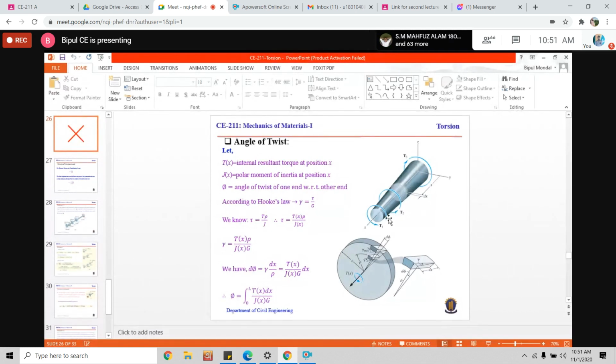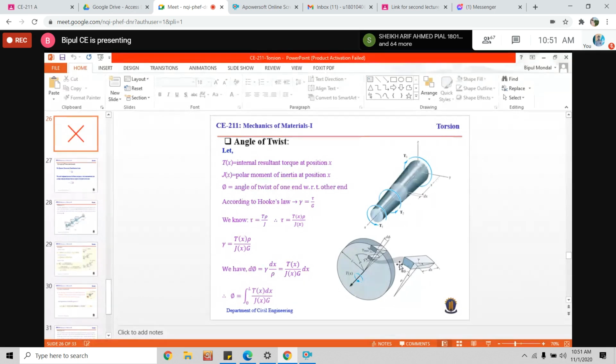Imagine this shaft is subjected to only one torque, and due to this torque, each section along the length will be rotated, and the rotation of different sections will not be the same. It will be greater if you go far away from the support, and smaller if you go closer to the support. That means the angles of rotation are not the same at different points.